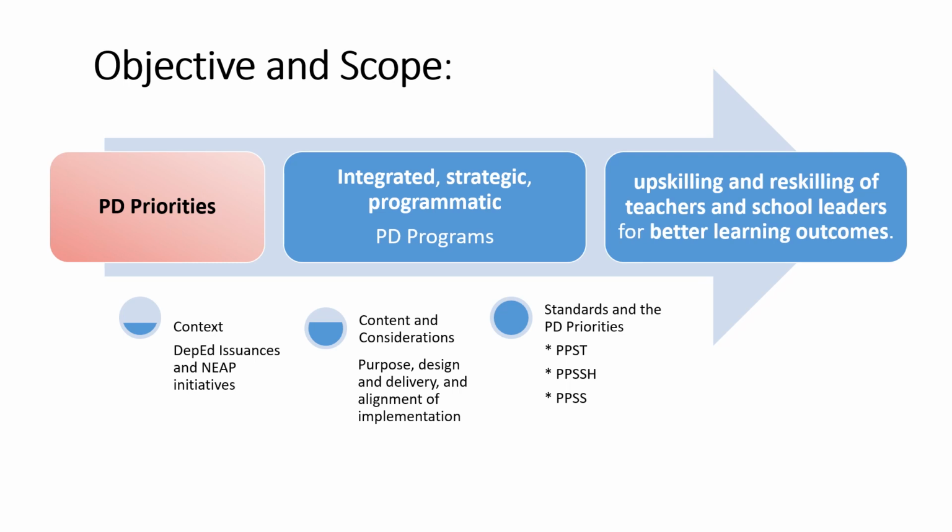To understand this better, we will look into the following. First, the context, where we will get to know the relevant DepEd issuances and various NAIAP initiatives that brought about the development of the PD priorities. Second, the content and considerations, which will help us answer questions like what is the purpose of the PD priorities? What do we need to look for and consider in the program design and delivery? And how do we intend to implement the programs that will be more complementing rather than competing with the various offices in DepEd across governance levels? And lastly, we will look into the PD priorities as they are mapped in the professional standards for teachers, school heads, and supervisors.